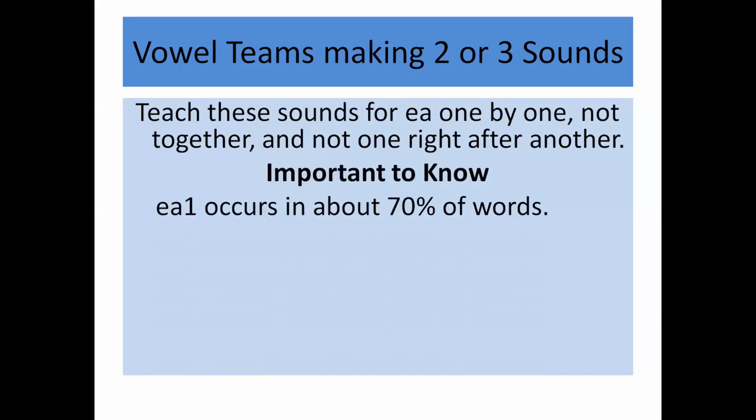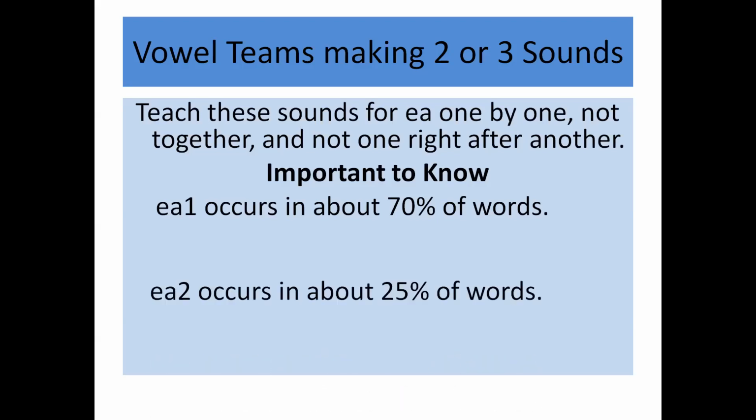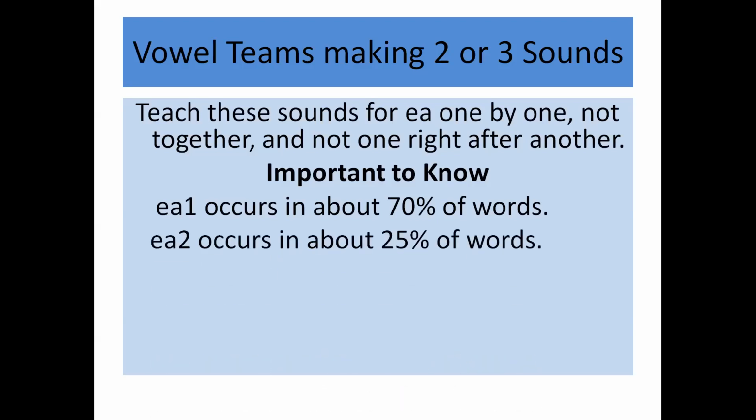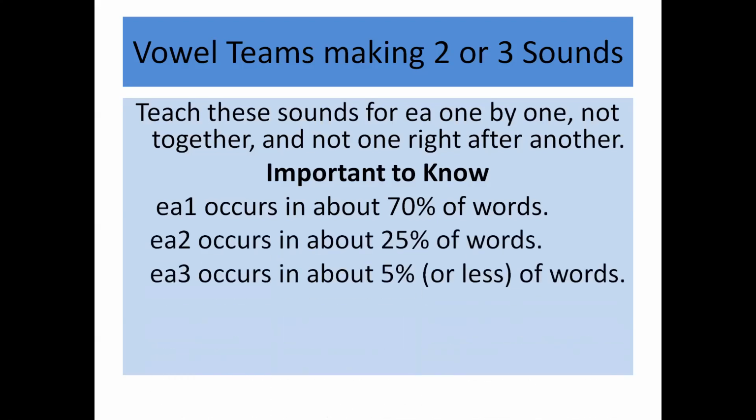Now, what you want to know is that the EA1 actually happens in about 70% of words. So that happens a lot, and that's why we call it number 1, because that's the one we most want them to learn. EA2 occurs in about 25% of words, and EA3 occurs in 5% of words or less. And please know these numbers are not deeply researched, okay? But it gives you an idea of the proportions.